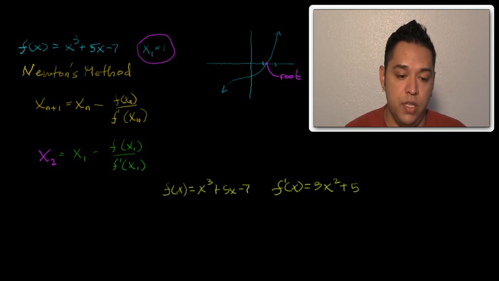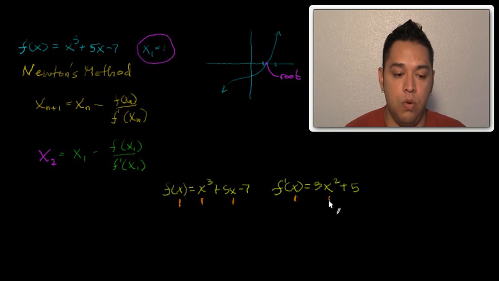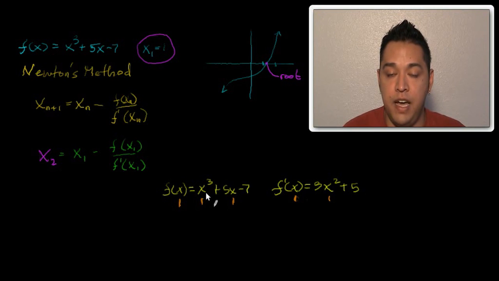My points that are going to go in here are going to be x sub 1 for the first run. So what would I get? Well, 1 plus 5 is 6, minus 7, so I get that f of 1 is equal to negative 1.